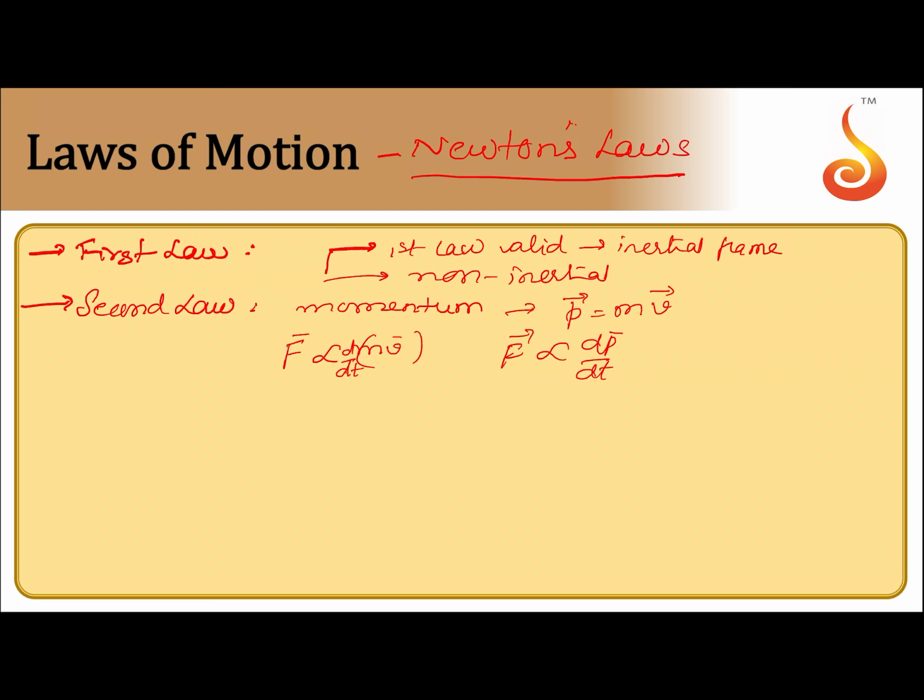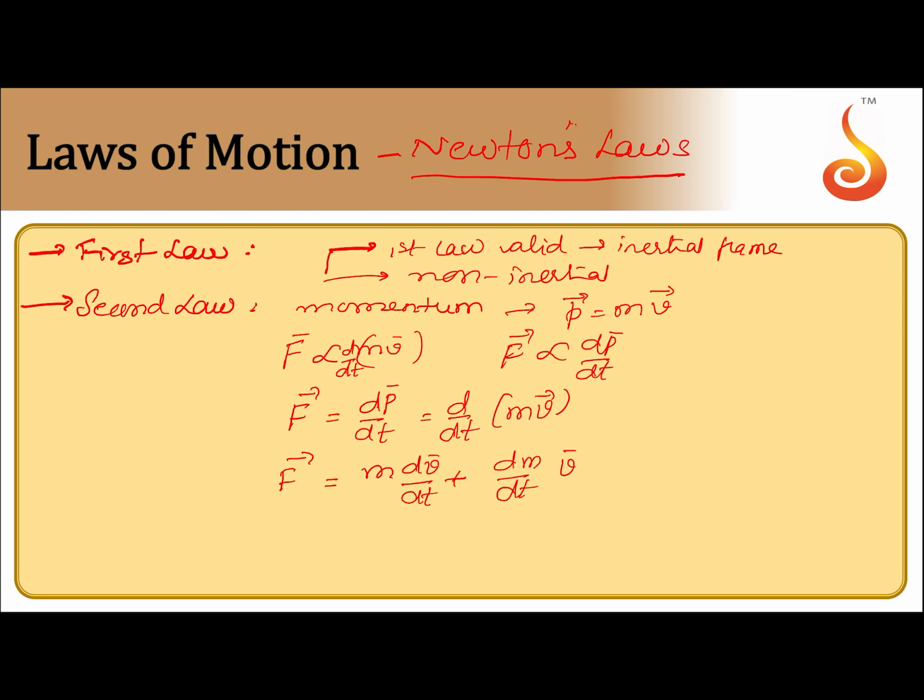Now, we can easily show that the constant of proportionality is 1 here, and thereby it becomes F is equal to dp divided by dt, that is d by dt of mv. That's right. Thus, this equation can also be written in the following form: F is equal to, what does it become? It becomes m dv by dt plus dm divided by dt into v.